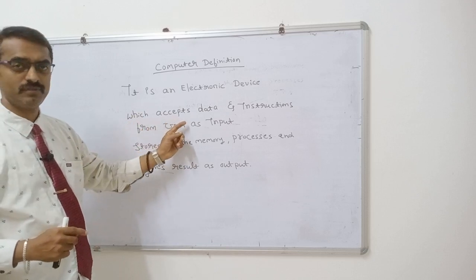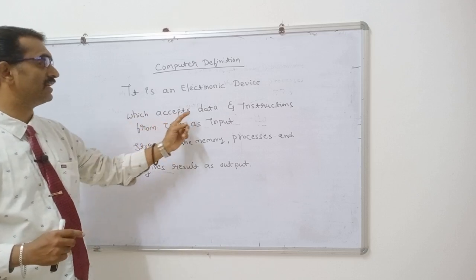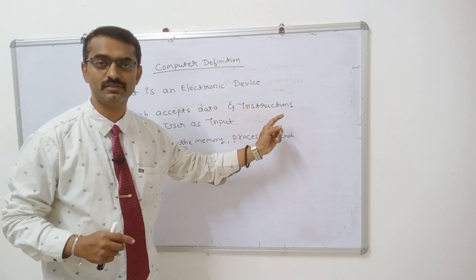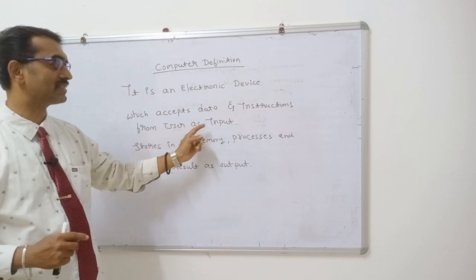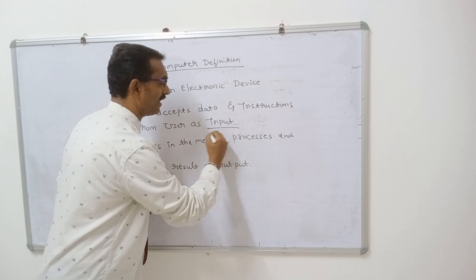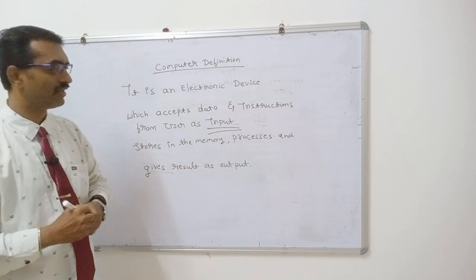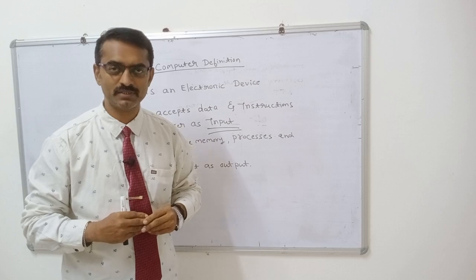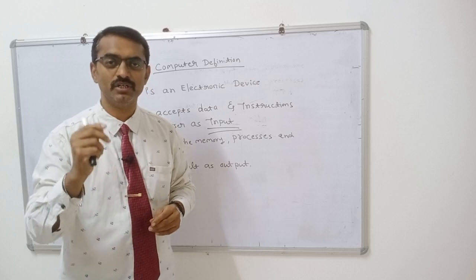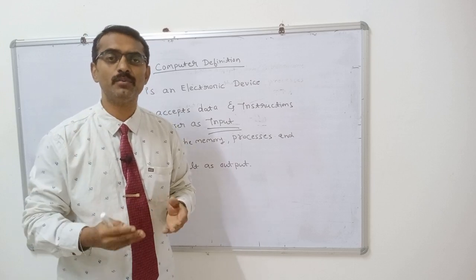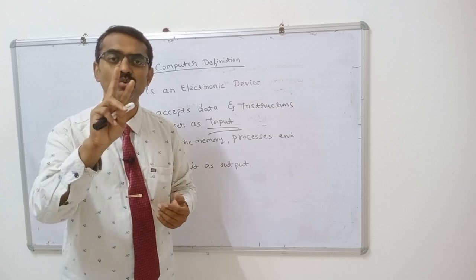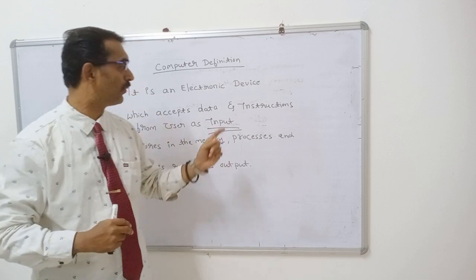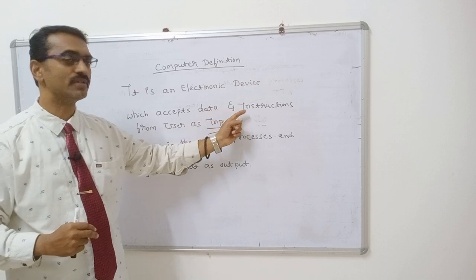It accepts, that means computer accepts data and instructions from the user as input. Let me highlight this input. There are 2 important components, that is data and instructions. It accepts, that means what? Computer will always accept 2 things from the user. One is data and one more is instruction.